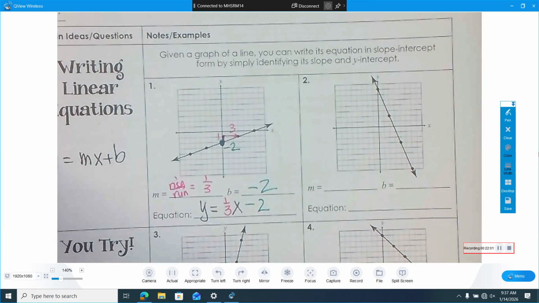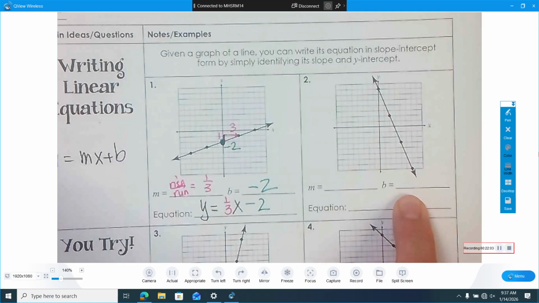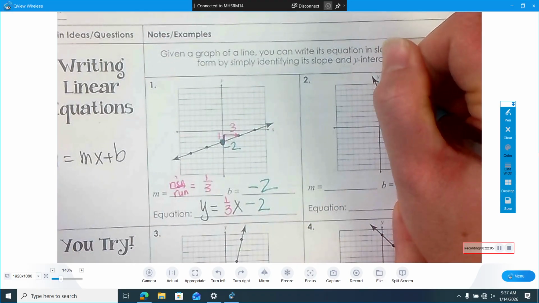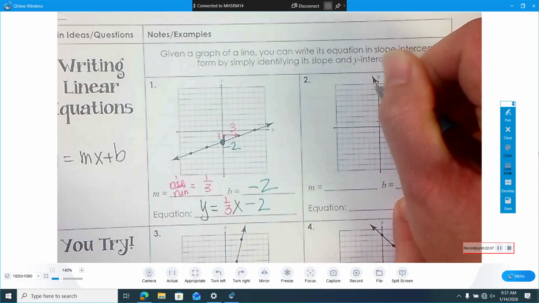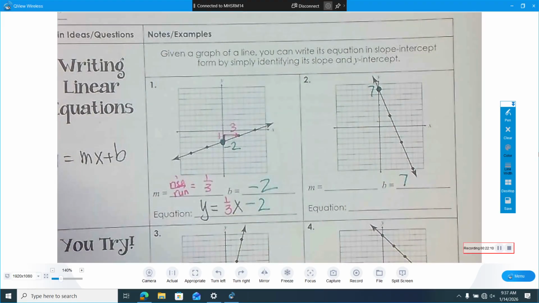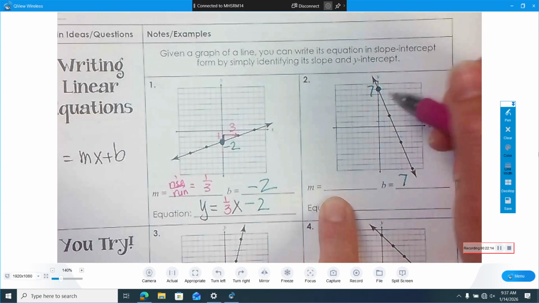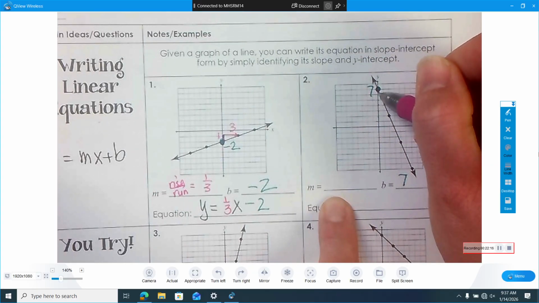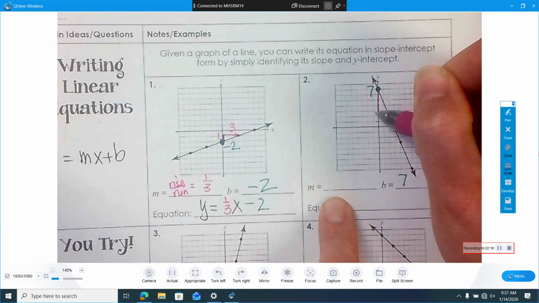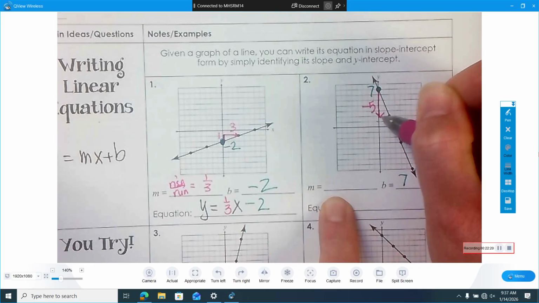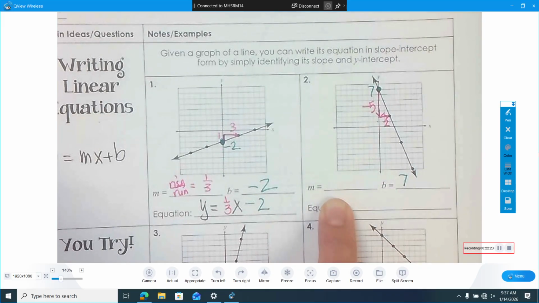Number 2, what's our beginning point? Is that a 7 up here? 1, 2, 3, 4, 5, 6, 7. Once we know the 7, we have to find our slope. What's our slope? -5, we're going down 5 and right 2.